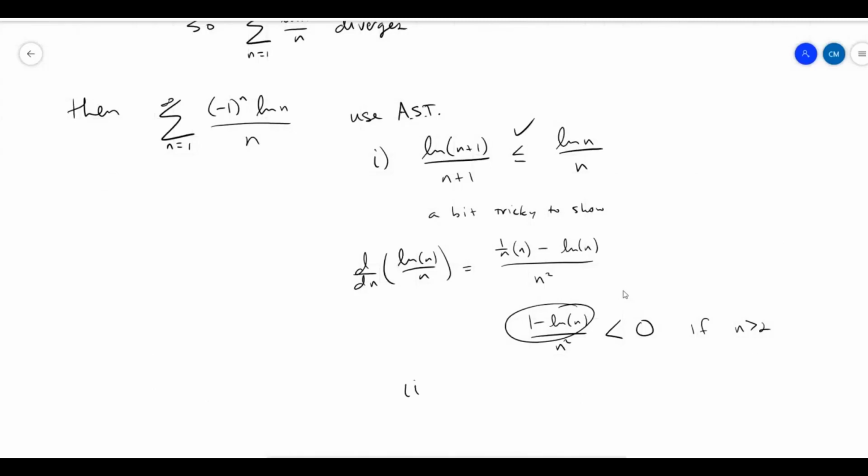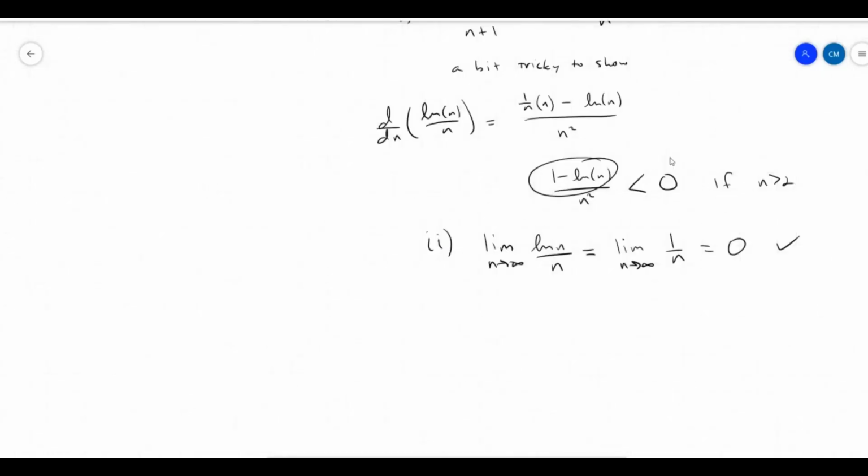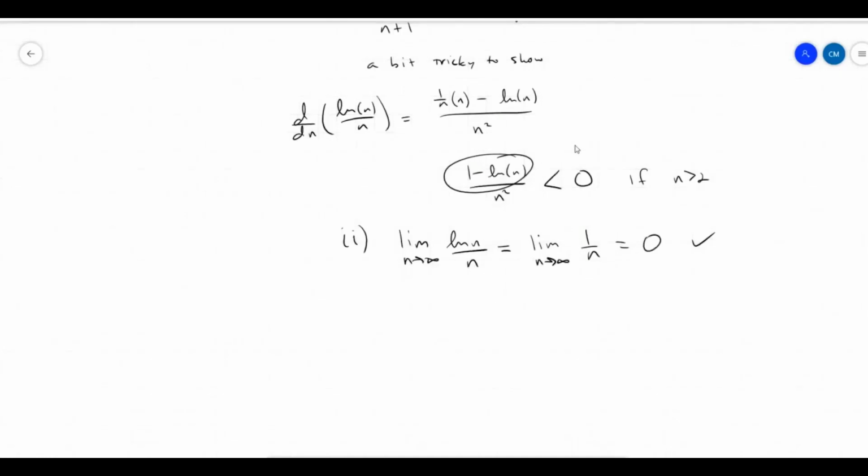The second part is just to show that the limit as n goes to infinity of ln n over n is equal to 0, and that would be a L'Hopital's rule situation. It's infinity over infinity. The derivative of ln n is 1 over n. The derivative of n is just 1, and then that definitely is 0. So that works. So in fact, both parts of this alternating series test check out, and so this thing converges, but it diverged when we took the absolute value, and so that means conditionally convergent.